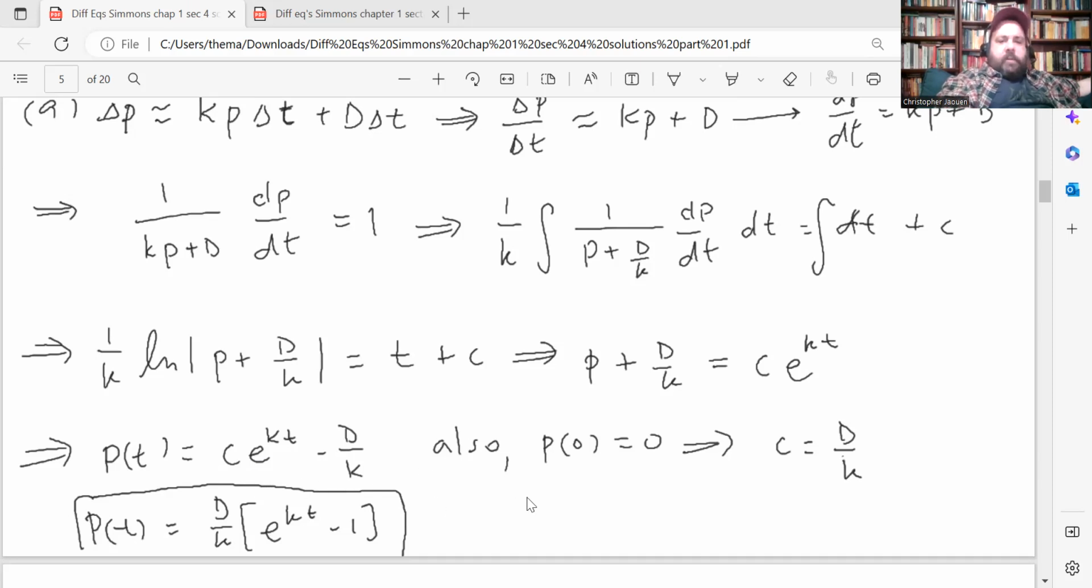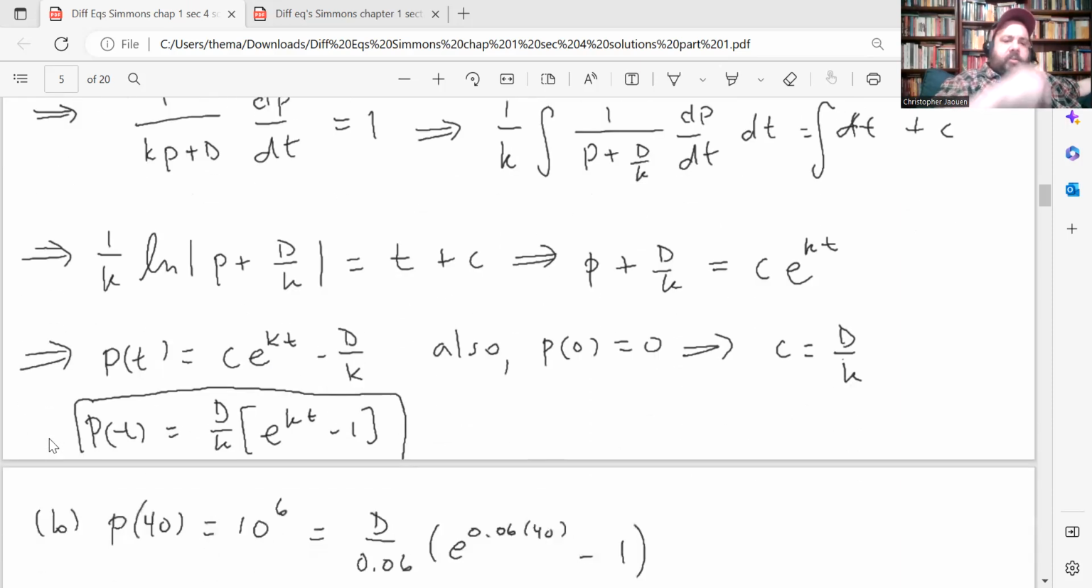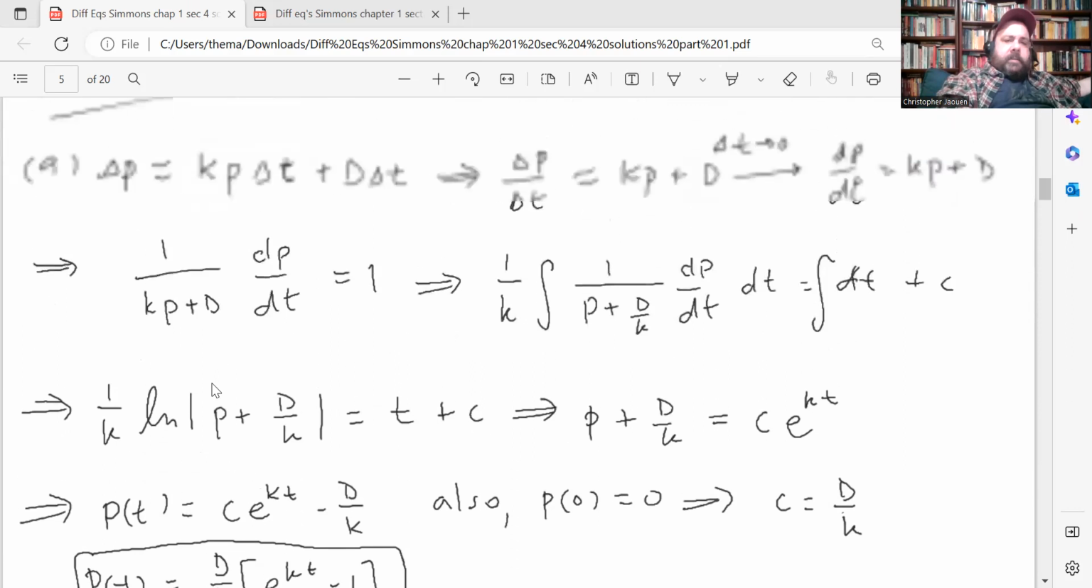Finally, we can figure out what C is by plugging in the initial amount. At time T equals 0, there's 0 money in the account. So P of 0 is 0, which means that C has to be D over K. And that gives us our model. P of T is D over K times e to the KT minus 1. That's how much money is in the account at time T. So that's the answer for part A.